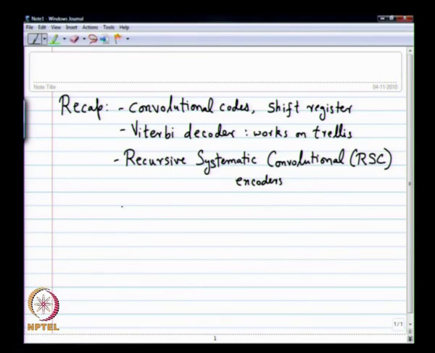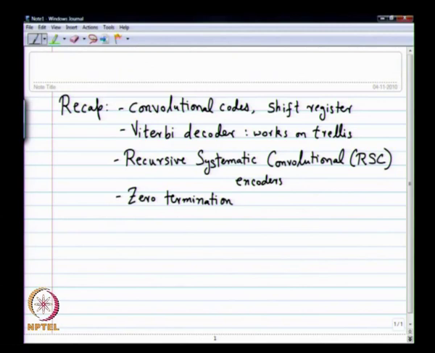So there are some notions here which show up again and again. One of these notions is zero termination. Once you do zero termination, you can have several different ways of describing the same code. That's what gives you different encoders. You can have it as a FIR filter kind of description, or it could be an IIR filter, and various other things are possible.